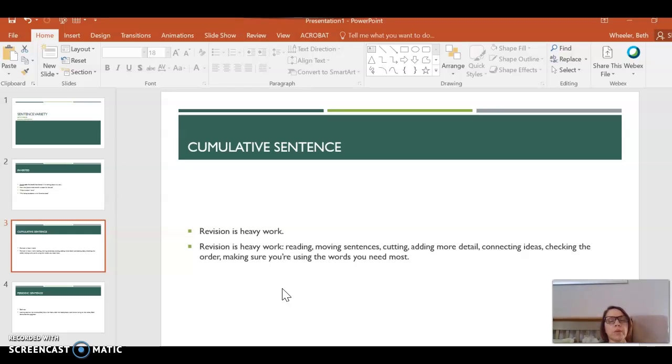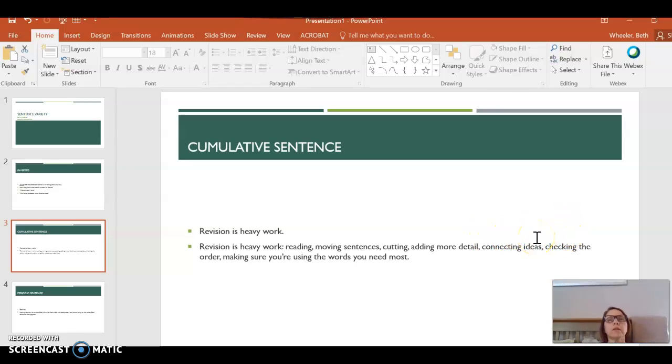Let's see, the cumulative sentence. So let's say I have a basic sentence. Here's my subject, here's my verb. Revision is heavy work. So this is the one we saw in the handout where there were a bunch of listed items at the end. So I changed this up by putting a colon right here and then listing a bunch of stuff we can do when we're revising. Okay, so notice this is just a list.